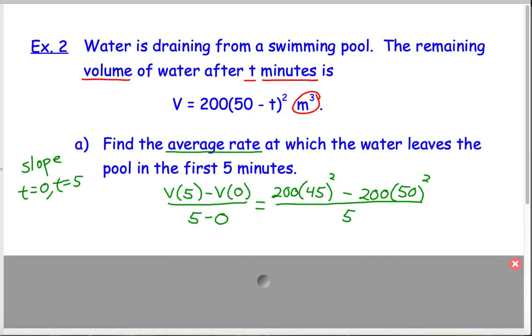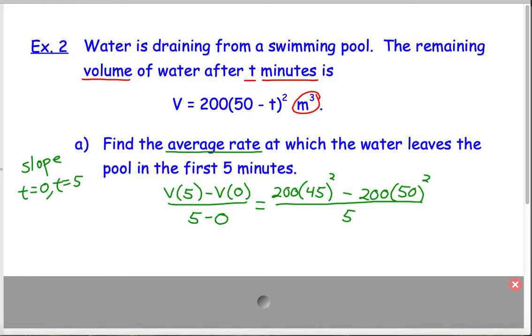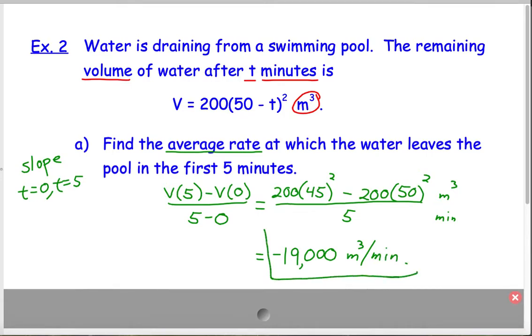Let's see, I could grab the calculator, but that winds up equaling a negative, which makes sense, because water is leaving the pool, 19,000, and this would be cubic meters, because the volume was in cubic meters, and remember the time was in minutes, so cubic meters per minute. So that's the average rate of change. It's losing 19,000 cubic meters per minute.